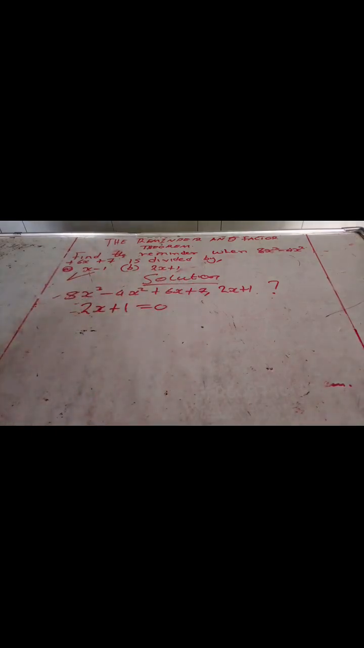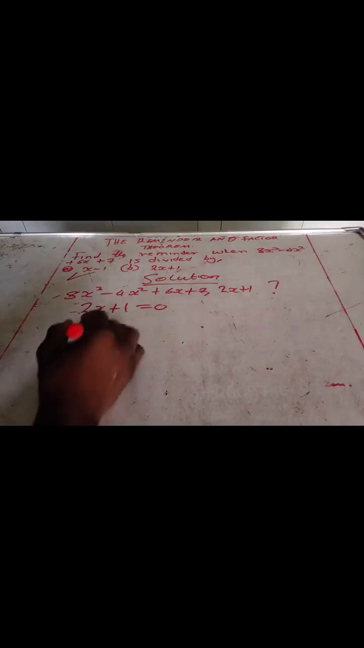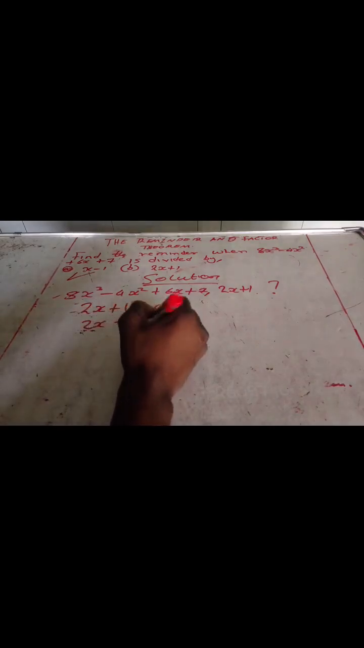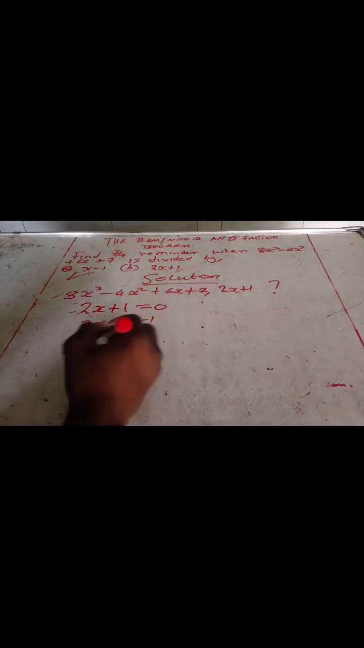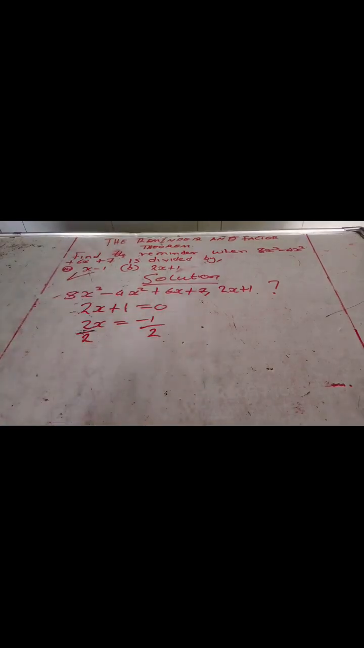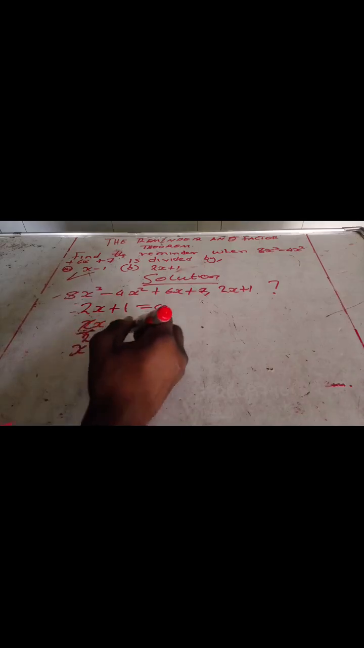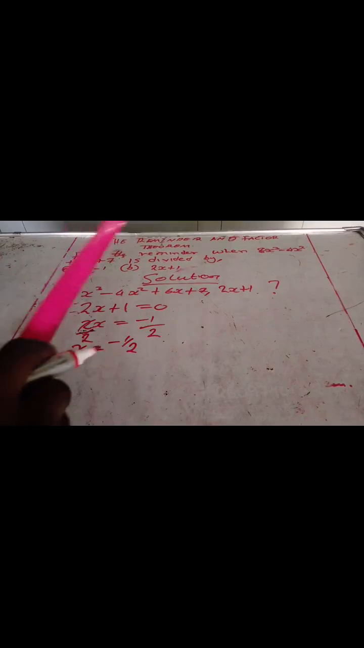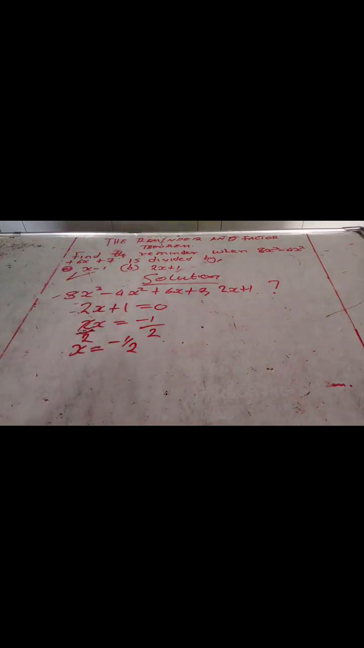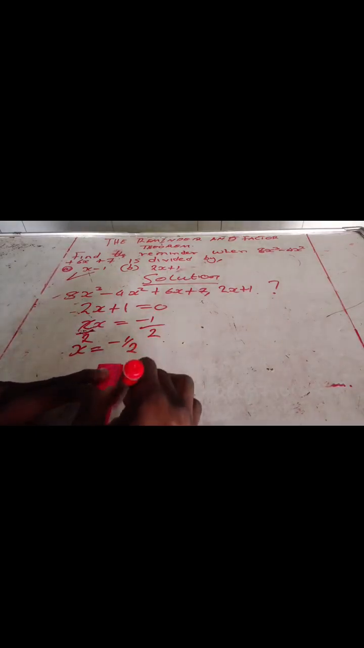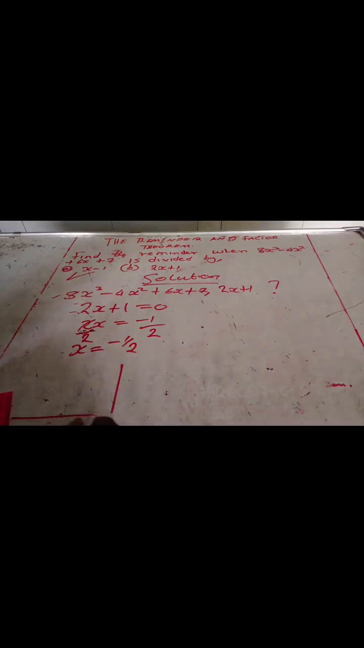Remember, when a number crosses the equal sign, its sign changes. So I'm going to have 2x is equal to negative 1, over 2 over 2 to make x the subject of the formula so that we know its value. So x is equal to negative half. So on this part, the value of x was negative half. After finding the value of x to be negative half, we're going to draw our long division line. This is here.